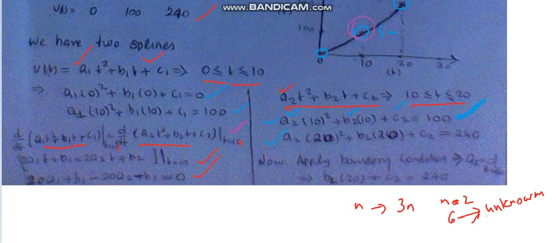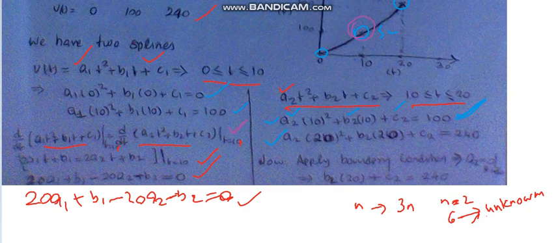20a2 minus b2. So I can write it again: 20a1 plus b1 minus 20a2, it should be minus b2, equal to 0. So we'll be having this equation, and this is the next equation. So we'll have 5 equations now.